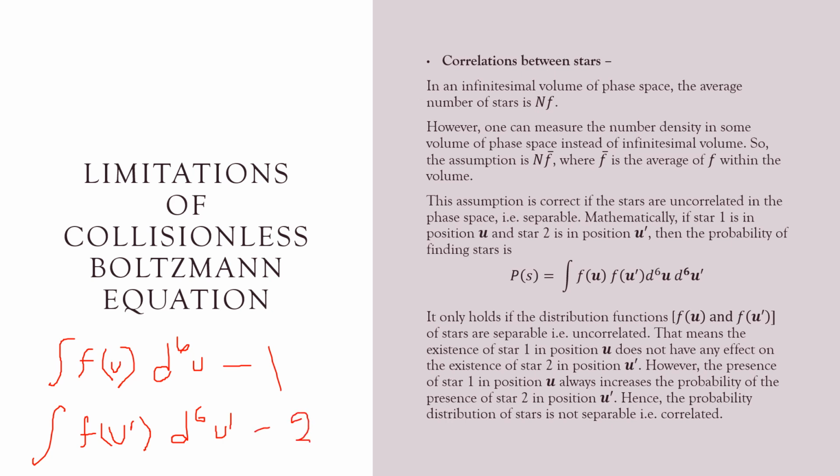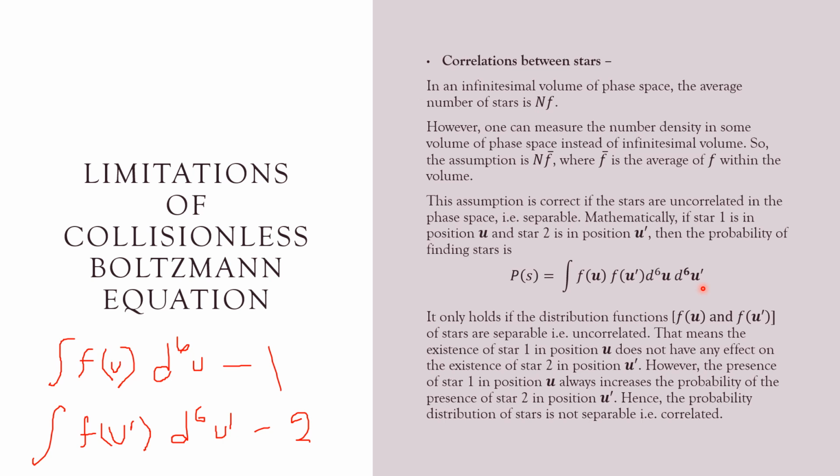But if we want to find the probability of both of these stars in these positions, it is given by this equation as written in the slide. P of S is equal to the integration of F of U F of U prime d to the 6 U d to the 6 U prime. So it is only possible if the stars are uncorrelated.